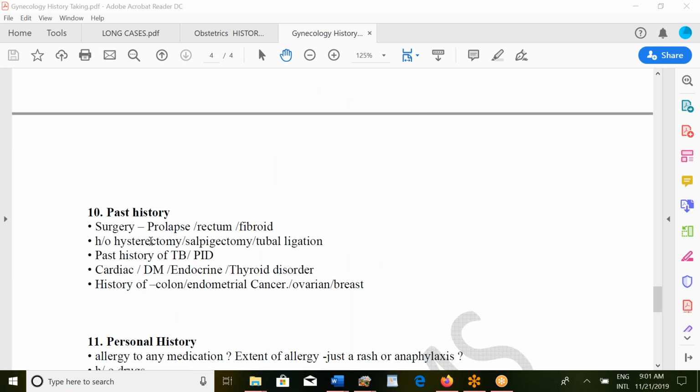In the past history, any surgery done for prolapse before, because then you will have to do another procedure. Any history of removal of fibroids or any problem in the rectum. History of any surgical procedure. Past history of TB, PID, any disease. History of any other cancer.